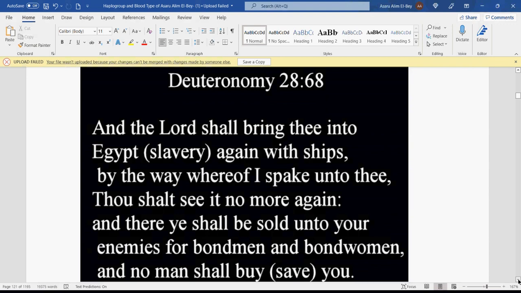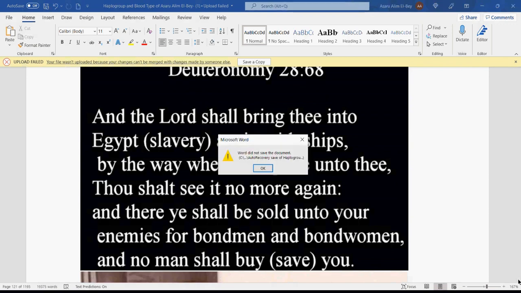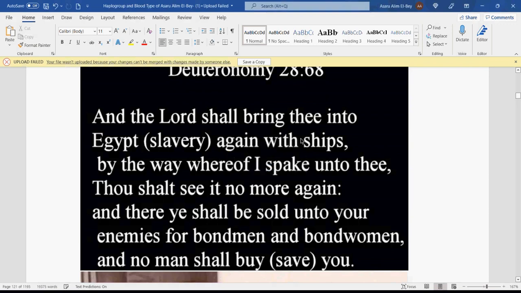Now, if you're in Africa, you don't need ships to get to Egypt, because Egypt is in Africa. So this Egypt, which they're talking about, is talking about the way in which this society was patterning itself after Egypt, because you go to Washington, D.C., we know that the Potomac is laid out after Egypt. The obelisk is there, which sits right behind the pool, which is actually the same thing which they have in ancient Egypt. So it says, again, with ships, by the way whereof I spake with thee, thou shalt see it no more again.